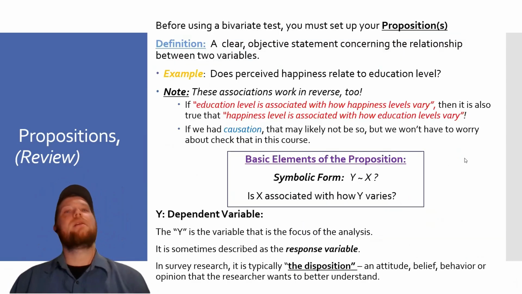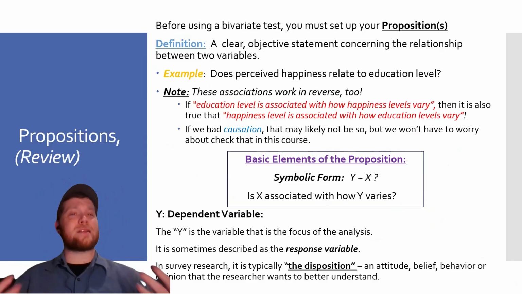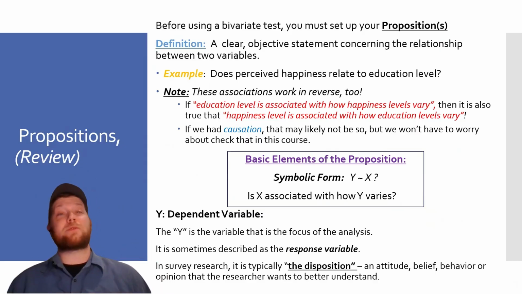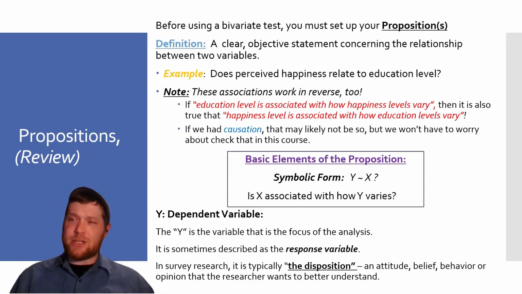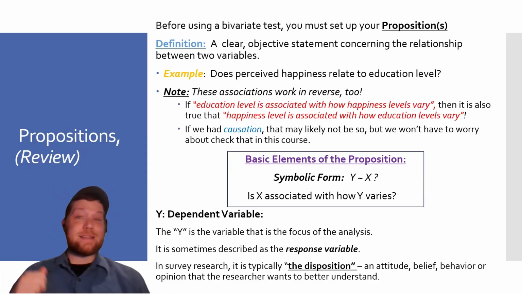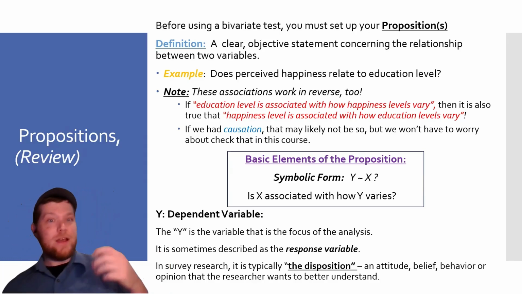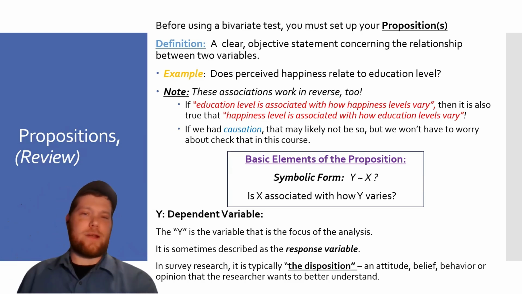And before we do a bivariate test, we're going to set up our propositions. It's a good reminder, propositions are basically a clear objective statement concerning the relationship between these two variables. So like, does perceived happiness relate to education level? These associations work in reverse too, which is really cool. I can also say in reverse that happiness is associated with how education levels vary, just as much as I say education levels are associated with how happiness levels vary.